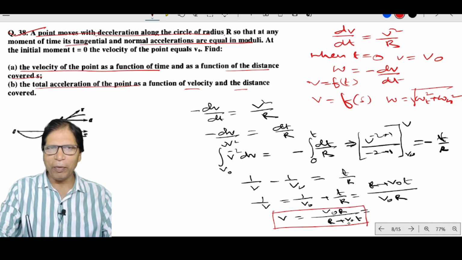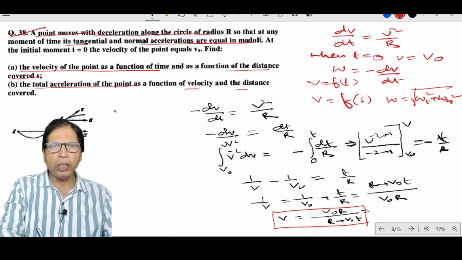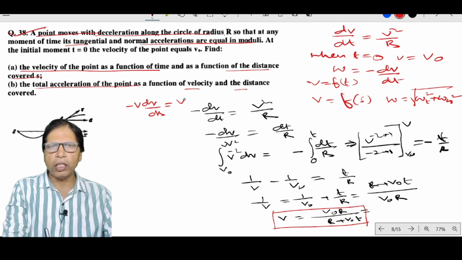Now velocity in terms of distance. Look at this, minus acceleration, that is minus v dv by ds, is equal to v square by r. Therefore, dv by v equals ds by r, with the negative sign.